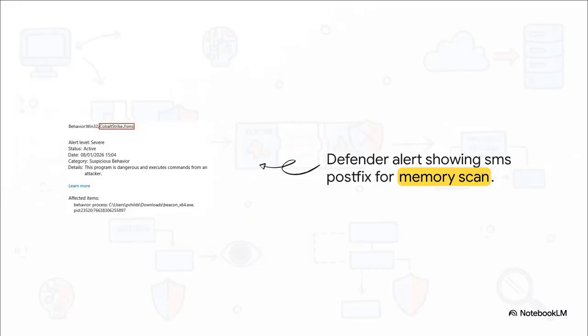All right, part 1, the memory scanning battlefield. Let's start with the stakes in our detective story here. What happens when an attacker fails at OPSEC? Well, a defender alert pops up, and you might notice an MSS postfix at the end of the threat name. That MSS tag means a memory scan caught their beacon shellcode loader settling into memory.